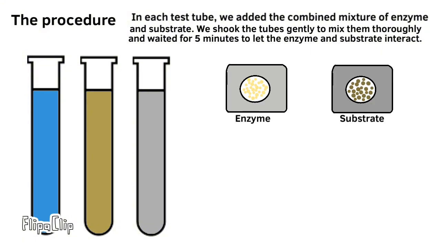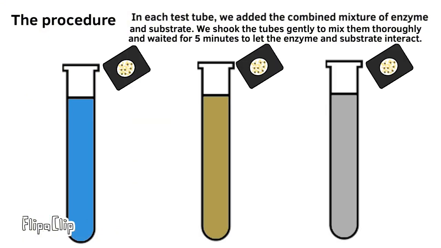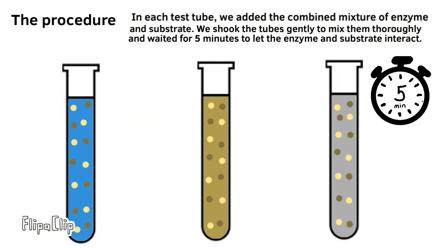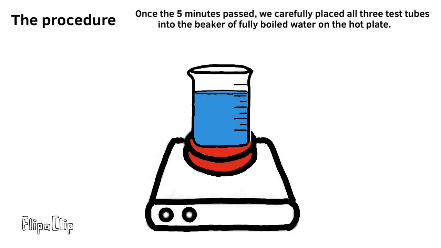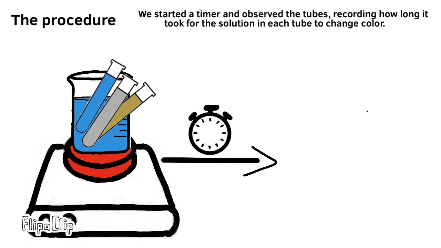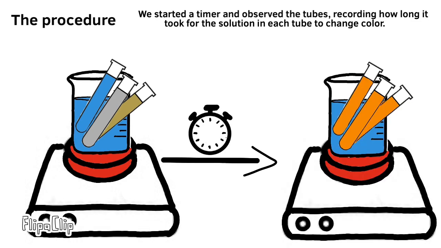In each test tube, we added the combined mixture of enzyme and substrate. We shook the tubes gently to mix them thoroughly, and waited for 5 minutes to let the enzyme and substrate interact. Once the 5 minutes passed, we carefully placed all 3 test tubes into the beaker of fully boiled water on the hot plate. We started a timer and observed the tubes, recording how long it took for the solution in each tube to change color.